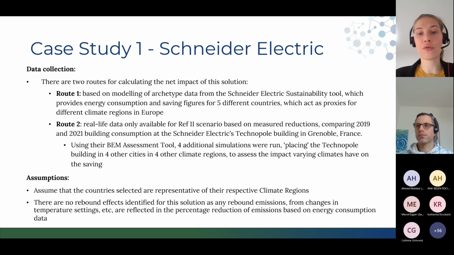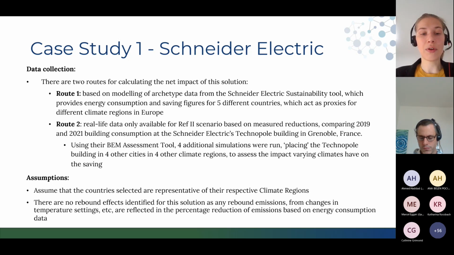The second route that we took is to actually use real life data from measured reductions using data from 2019 and 2021. So looking at the building consumption at one of Schneider Electric's own buildings in France, this uses Schneider Electric's BM assessment tool. We also did 4 additional simulations where we take the Technopole building, where that real life data is coming from, and place it in 4 other cities and 4 other climate regions to then again assess the varying impact that those climates would have on the savings.